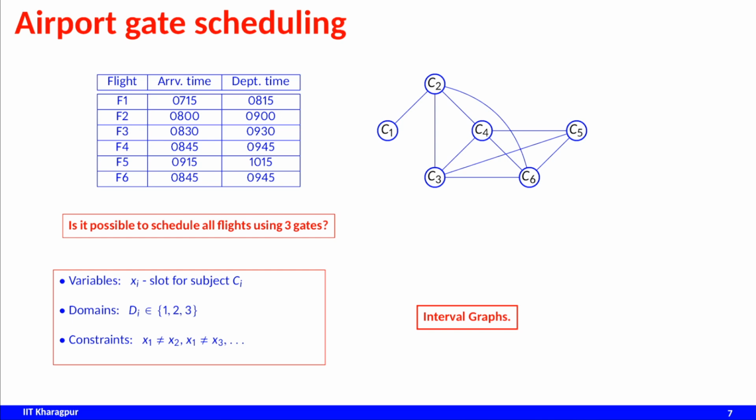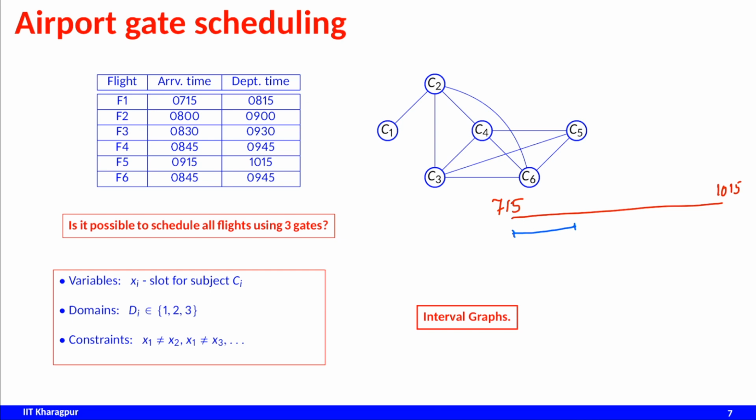If you look at this, there are flights starting from 7:15 to 10:15. So the whole time horizon is 7:15 to 10:15. Now flight 1 is from 7:15 to 8:15. That is my flight 1, let's say. I'm not drawing it to scale.